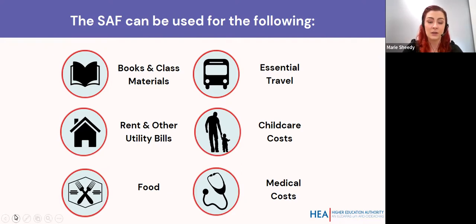And that's a really, really good thing about the Student Assistance Fund, and I'll talk about it more in a few minutes, is the personal statement, where you can explain your personal situation in more depth.